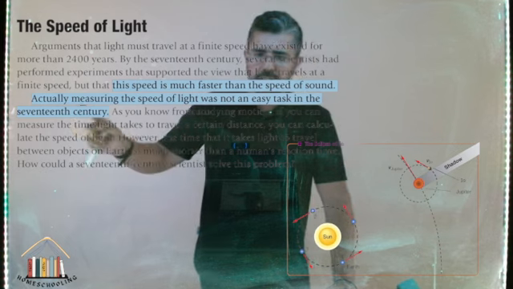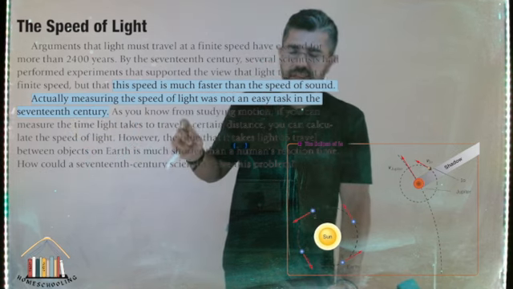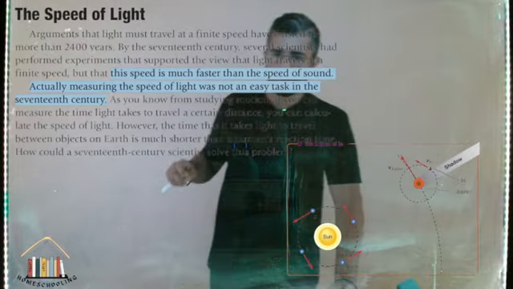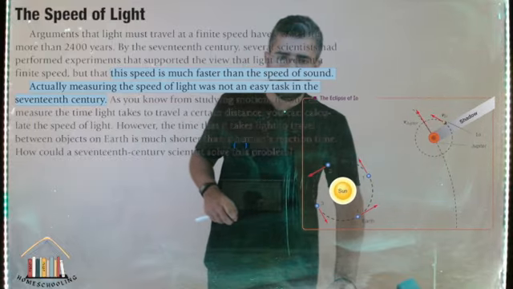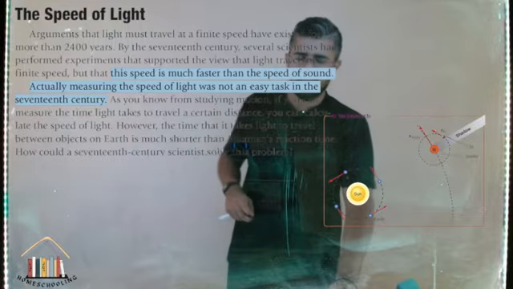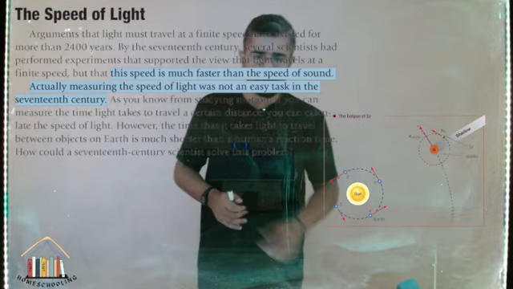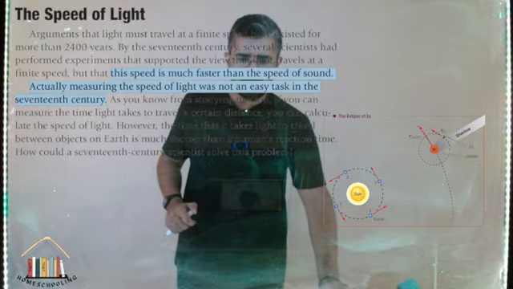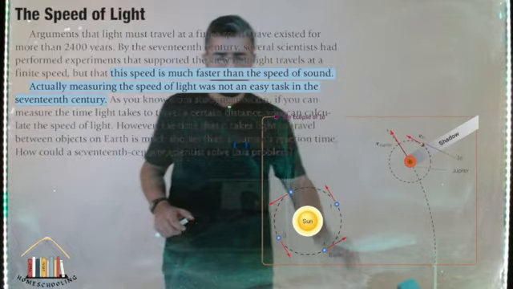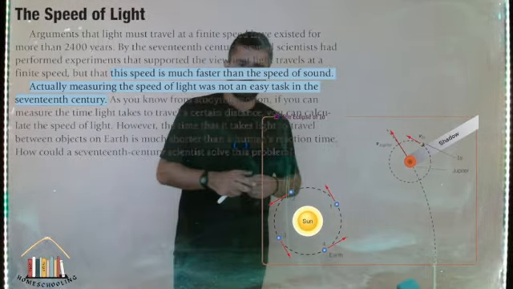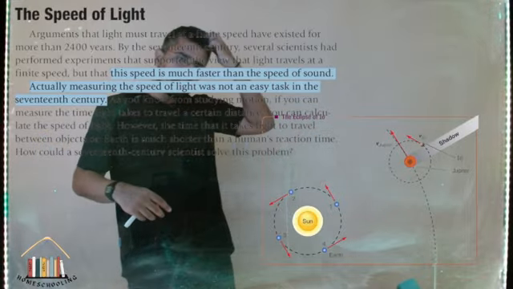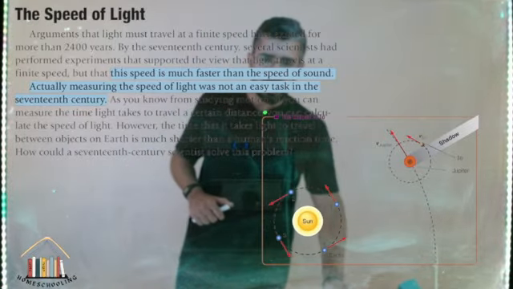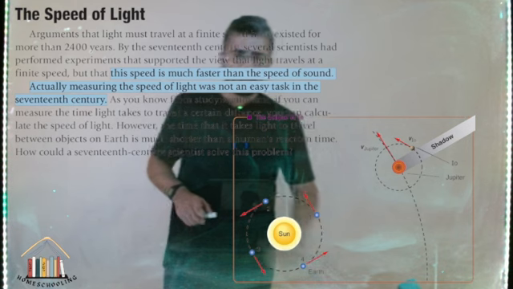Actually, measuring the speed of light was not an easy task in the 17th century. In the 17th century, we had a genius called Romer, who thought out of the box. All the previous experiments were trying to measure the speed of light inside the Earth. And you know, Earth is too small compared to the distance the light travels. So he thought out of the box, out of the Earth, and he measured the light, if you see the graph here, from the Earth itself.